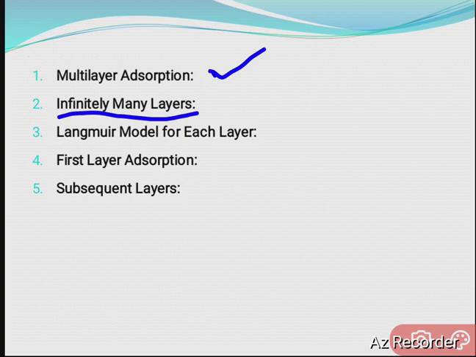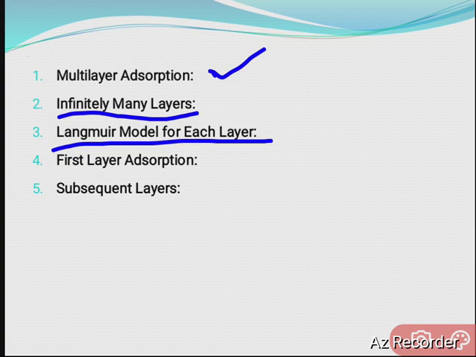And the third one is the Langmuir model for each layer. Each layer is treated as if it were undergoing Langmuir type adsorption, with the first layer having a different heat of adsorption than the subsequent layers. The Langmuir model is applied for each layer that accumulates on the adsorbent.